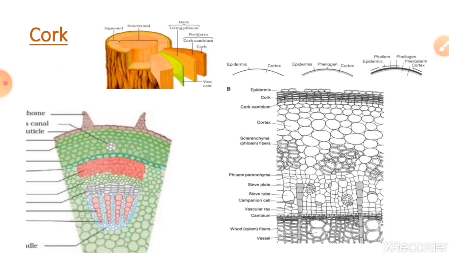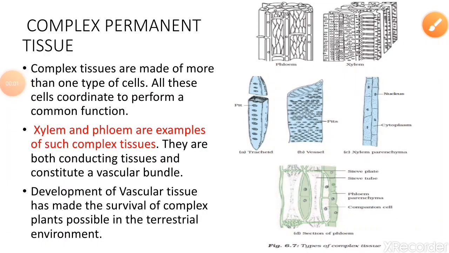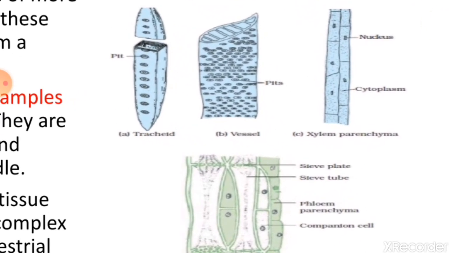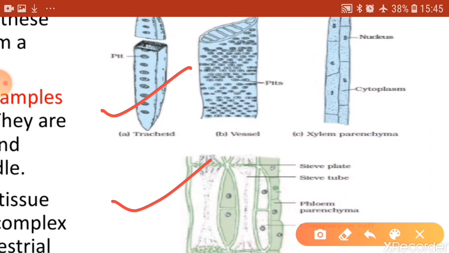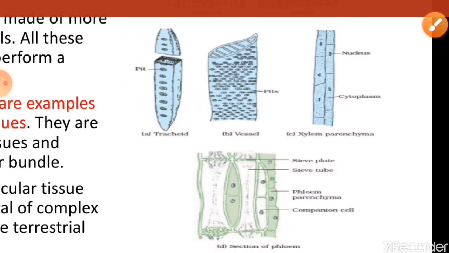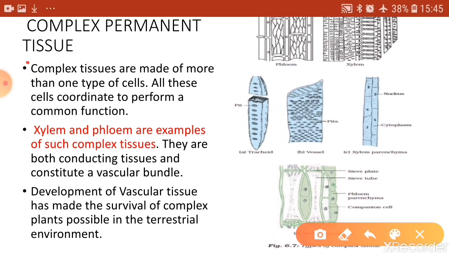Simple permanent tissues, parenchyma, collenchyma, and sclerenchyma, are all made up of one type of cell. But xylem and phloem are tissues made up of more than one type of cell. These different types of cells work together to perform a particular function. Such tissues, made up of more than one type of cell, where the cells coordinate to perform a common function, are called complex permanent tissues, and xylem and phloem are examples of these.